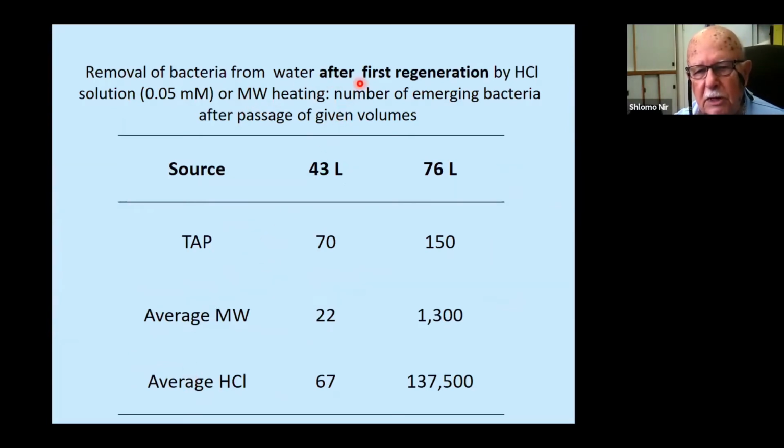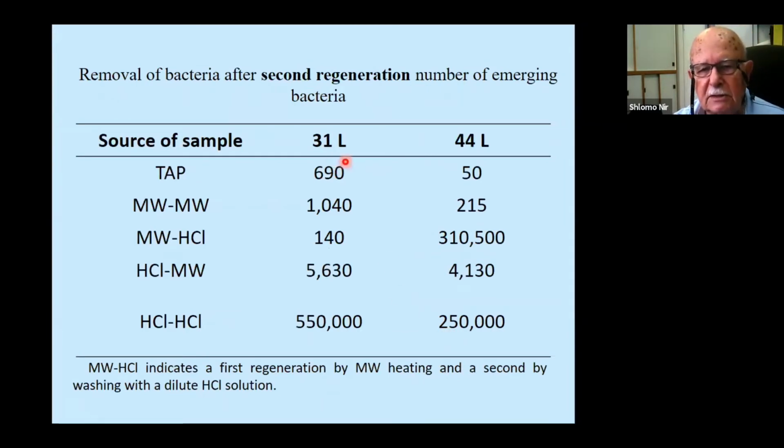Here is an example comparing first regeneration by H-chlor or by microwave heating. H-chlor is more economically suitable than sodium hypochlorite because it costs less. We see that after 76 liters, there was a very large number of bacteria emerging after regeneration by H-chlor, but the microwave was 100-fold smaller. Second regeneration yielded the same outcome.